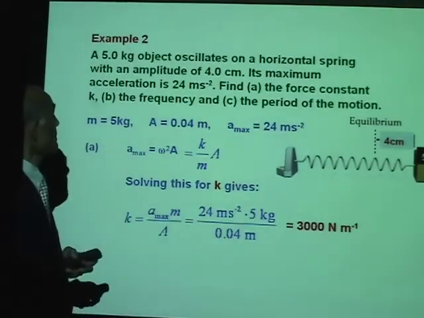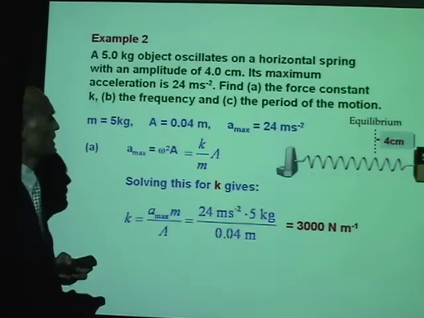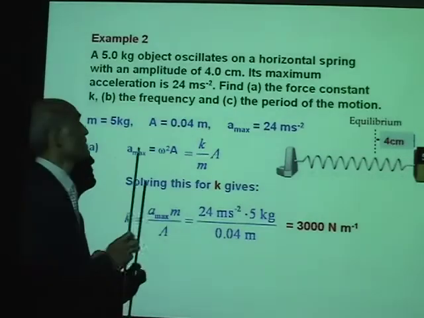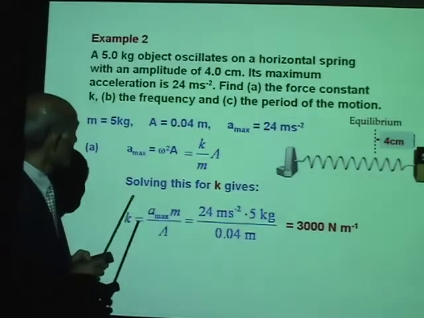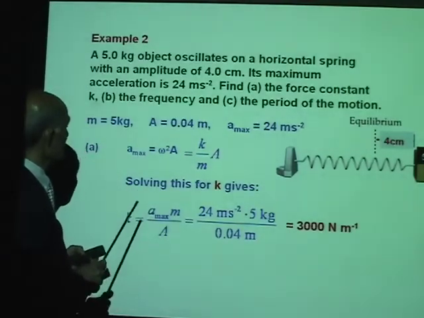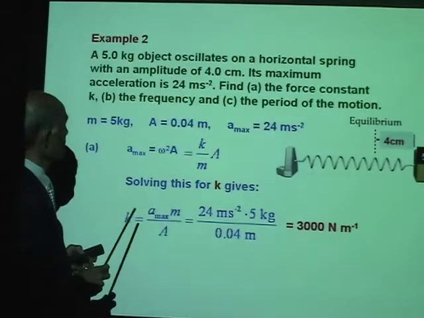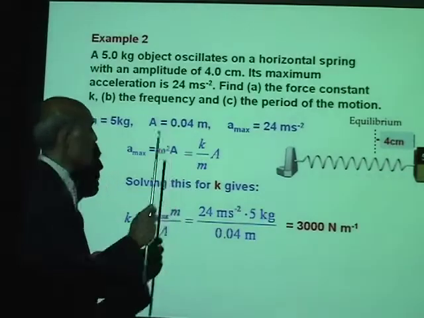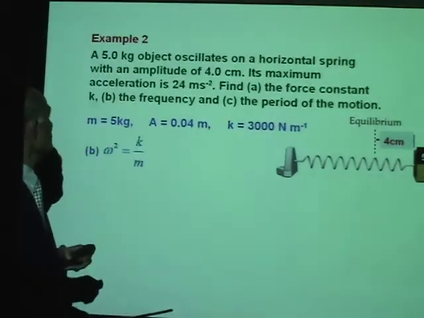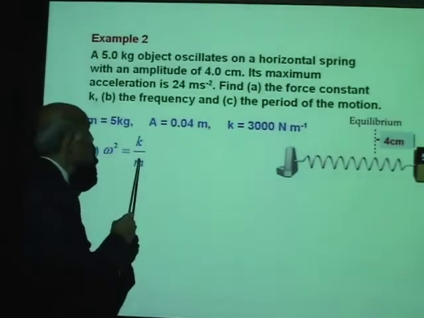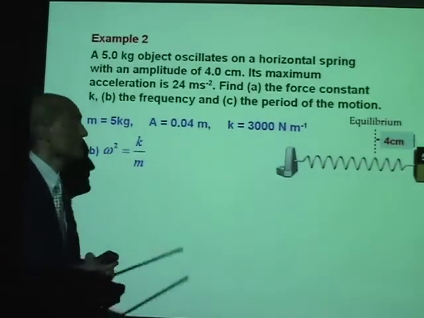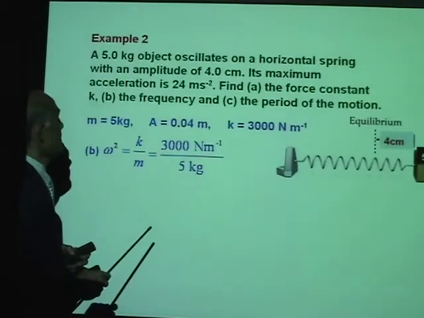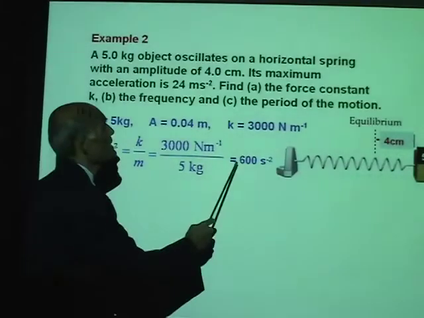Well, part B is find the frequency. How do you find the frequency? Well, if you know omega, don't you know the value of omega? Yes, we know omega squared is K over M. So let's go and do it. Omega squared equal to K over M. And we just calculated K, we know M. That means omega squared is 600.